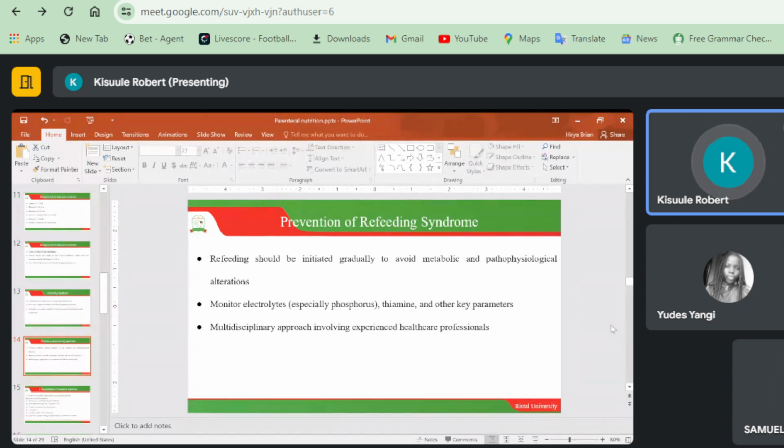So refeeding should be initiated gradually to avoid metabolic and pathophysiological alterations. That is why we give very little amounts, the 2 hourlies. Then from the little amounts to hourly, we go to a little increased amounts for hourly or 3 hourly, depending on how you want to customize your feeding schedule. Then you go to 6 hourly, like that, until you start changing and shifting from the different feeds along the line. And also we monitor for the electrolytes, especially the phosphorus, thiamine, and other key parameters. We are saying this is a multidisciplinary approach involving healthcare professionals.